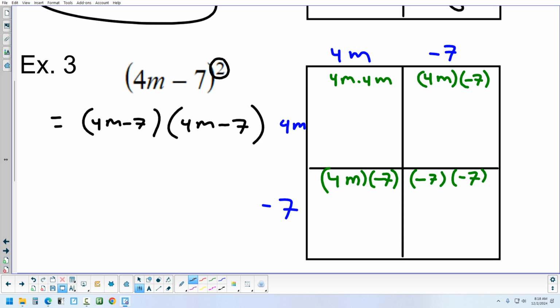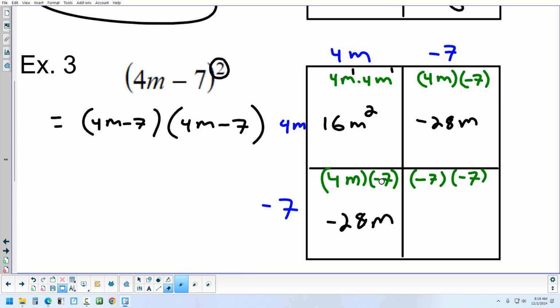How about Acadia? What's 4m times 4m? 16. Perfect. 4 times 4 gives you 16. And you have an m to the first and an m to the first. Gives you m to the second. Okay, I think Ryan already said the one in the upper right, negative 28m. And because I'm multiplying the same thing together twice, I'm going to see that answer again. Where else do I have a negative 28m? The bottom left. Yep. Okay, and let me just fix that one so it looks more like a negative 7.